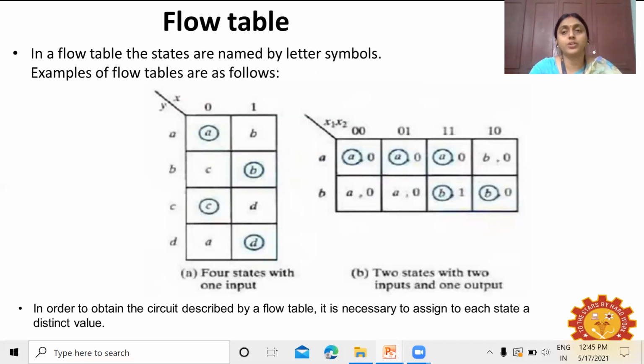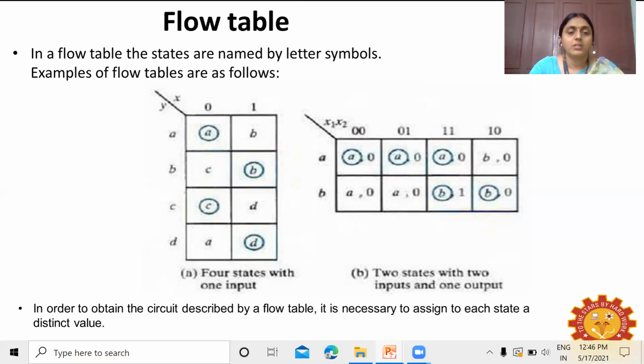And now we will see about the flow table. In a flow table, the states are named by letter symbols. Here is an example of a flow table with 4 states and 1 input. The next table shows 2 states with 2 inputs and 1 output. In order to obtain the circuit described by the flow table, it is necessary to assign to each state a distinct value.